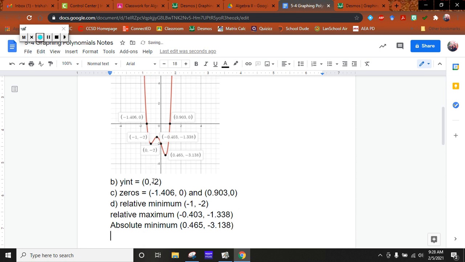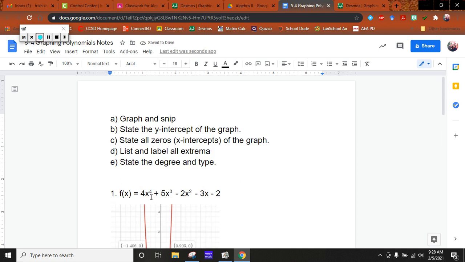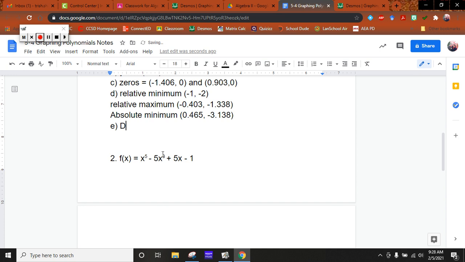Then finally, part E. Now, like I said, part E doesn't actually come from the graph. It still comes from the equation. So the degree is still 4 and the type is still quartic. So whenever we do this, I do still like you to type degree 4. So make sure you list the number and type.